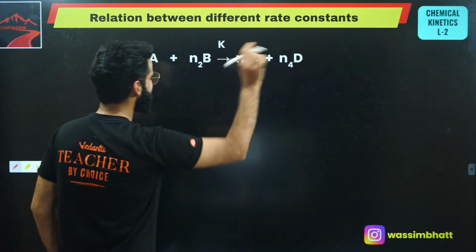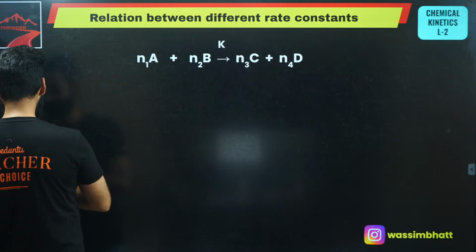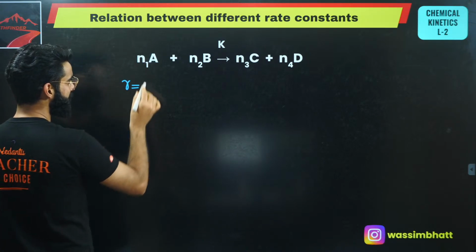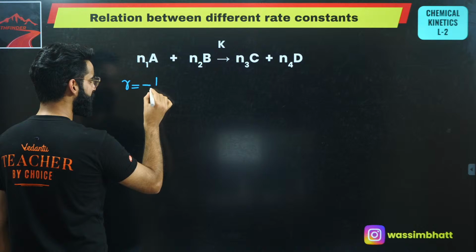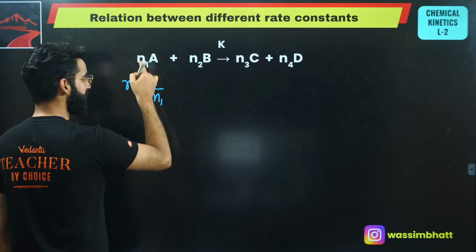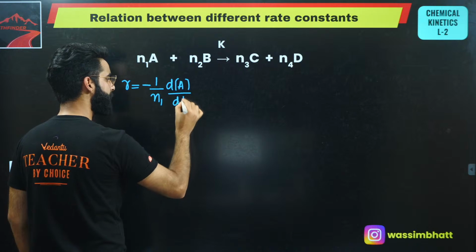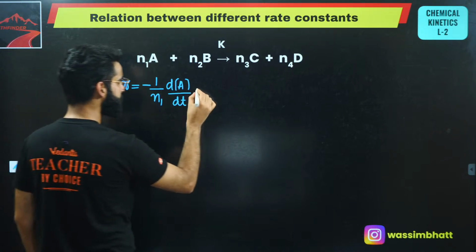First of all, I'm given a balanced chemical equation. If I try to write the differential form of rate, it is going to be equal to, I'll start with a minus sign, 1 divided by the stoichiometric coefficient of A, change in the concentration of A divided by dt, right? This is the rate of reaction with respect to A.